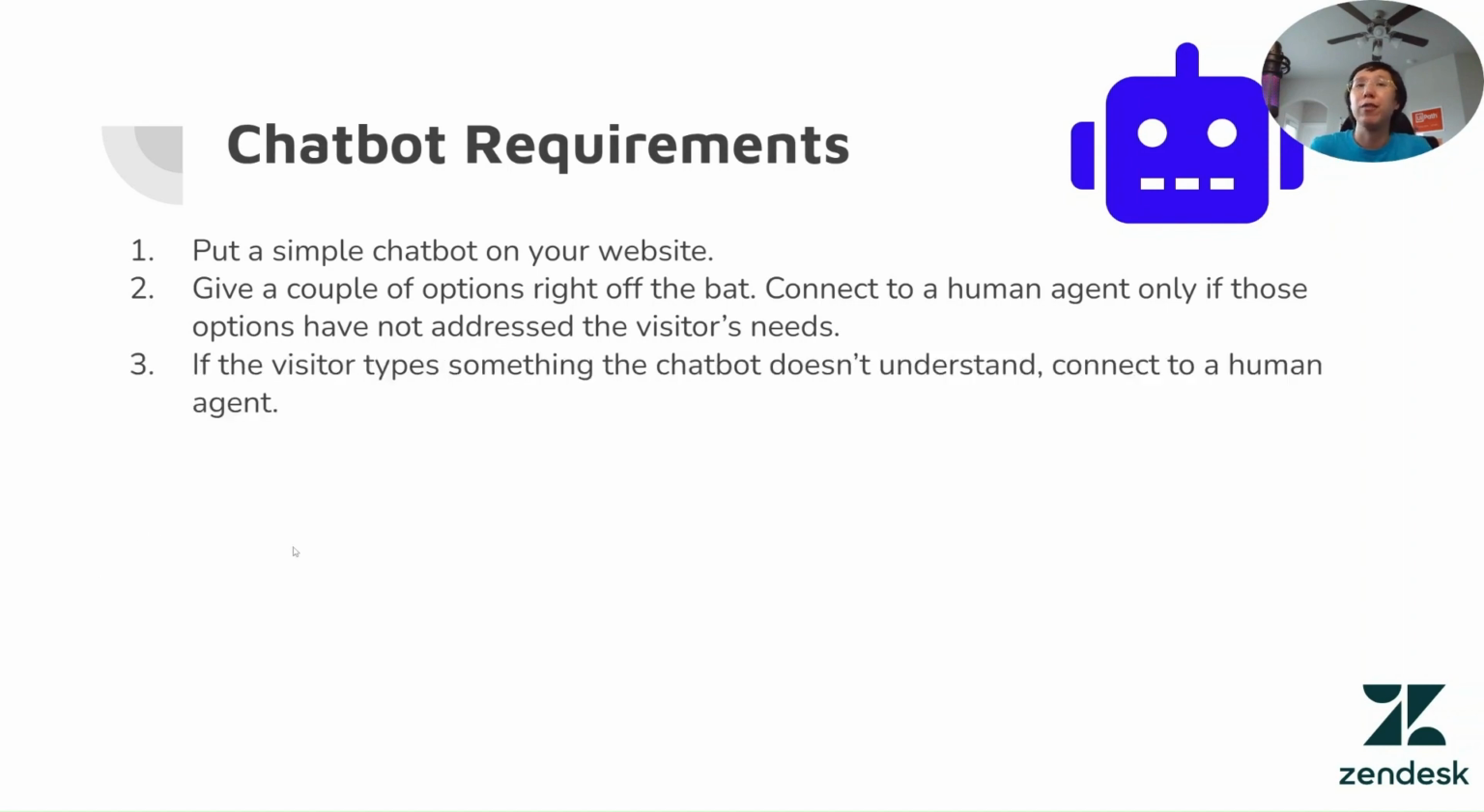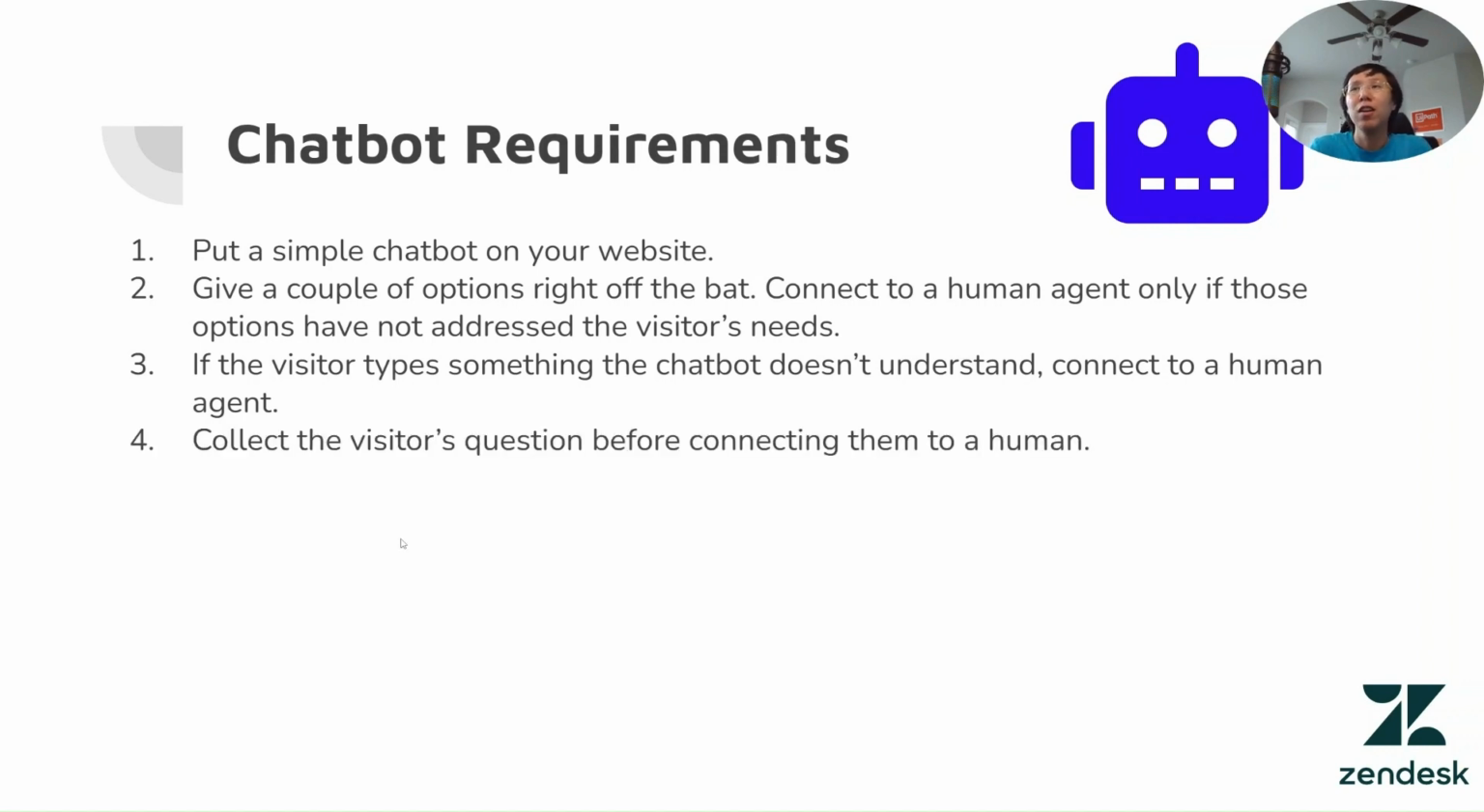And then number three, if the visitor types something to the chatbot that the chatbot doesn't understand, then they will be connected to a human agent right away. Like instead of asking them to repeat or telling them, "Oh, I'm sorry, we don't understand," which sometimes is kind of annoying. We're just going to connect them to a human if the visitor types something that the chatbot doesn't understand. And then number four, we're going to collect the visitor's question before connecting them to a human.